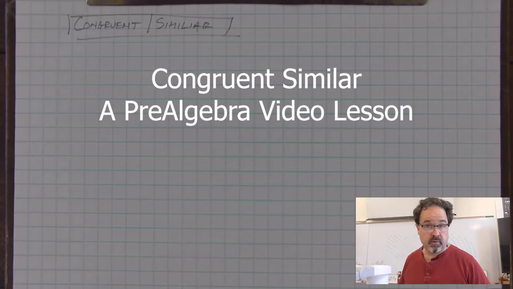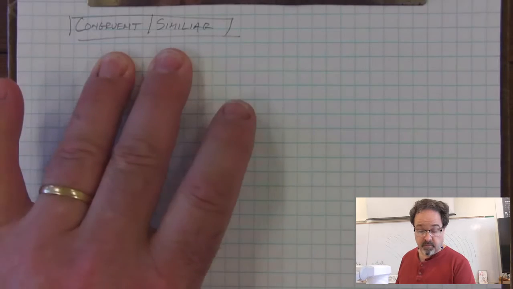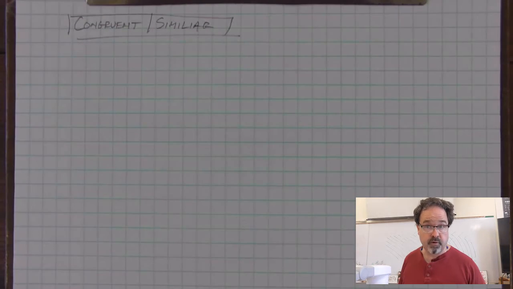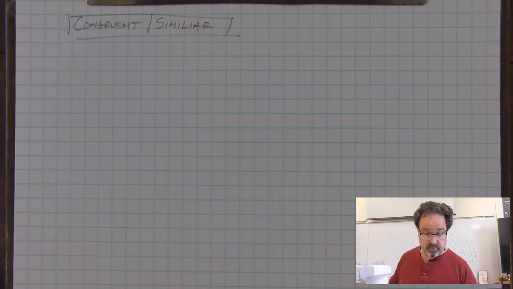Sauce here. This is a video lesson on congruent and similar. Congruent and similar are concepts that are very useful in geometry. They talk about a relationship between shapes.